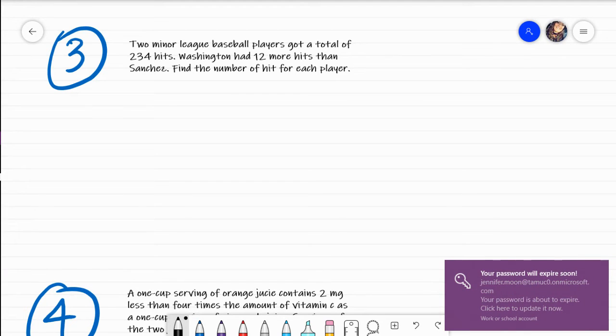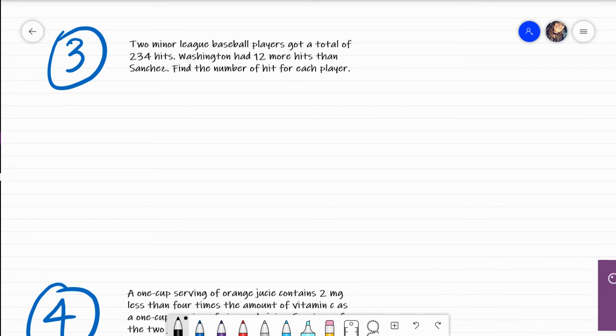This problem says 2 minor league baseball players got a total of 234 hits. So if I'm thinking about an equation, if something is a total of 234, then in my mind, I would have it equal to 234, right? And it says Washington had 12 more hits than Sanchez. Find the number of hits for each player.